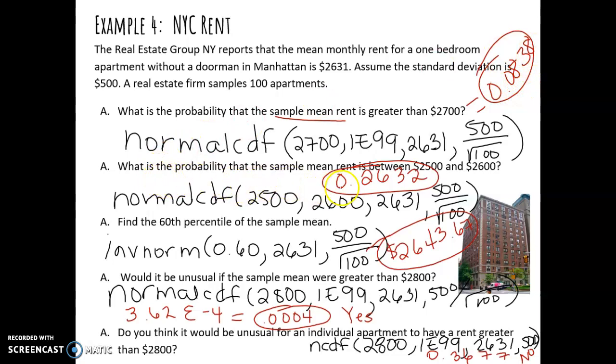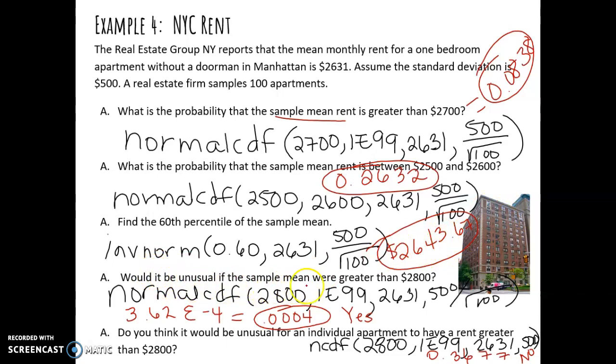What is the probability that the sample mean rent is between 2,500 and 2,600? So normal CDF, 2,500, 2,600, 2631, 500 over square root of 100 is 0.2632. Find the 60th percentile. That's going backwards. That's defining the boundary that separates the lower 60% from the upper 40%. That would be inverse norm, 0.60, 2631, 500 over square root of 100, which is $2,643.67. So 60% of the apartments in the sample are less than 2643.67, and 40% are more than that.